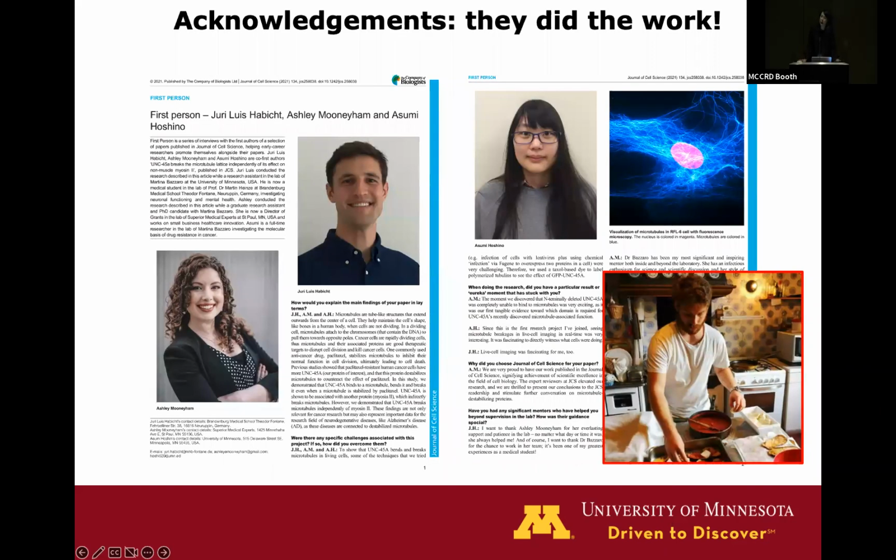The very first thing that I want to do is acknowledge the people that actually have done the work, as well as the collaborators and funding agency that will come in the next slide. So most of the work that you are going to see on the cancer aspect of UNC45 was done by Ashley Mooneyham. Ashley is a former grad student in the MICA program, and by Yuri Habik. Yuri is a former postdoctoral fellow from the University of Tübingen in Germany.